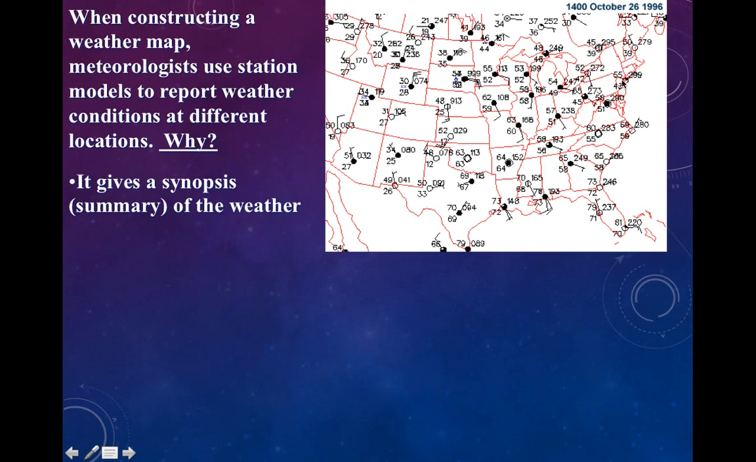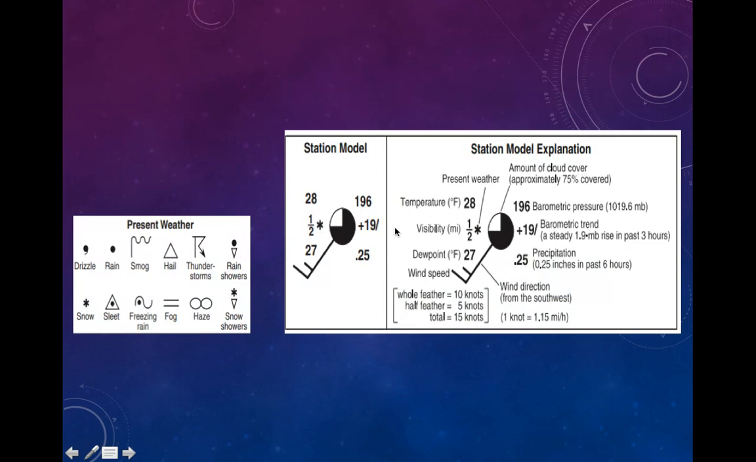So you can see as we go across the country that you have these little circles, and then around those circles you have a bunch of numbers. Some of those circles are shaded in. They have bars extending off of them with something called feathers. So when looking at station models, here's how we're going to work it.